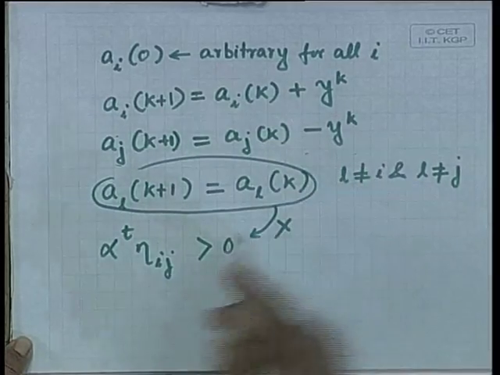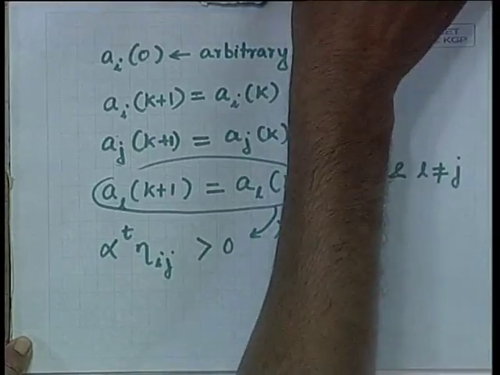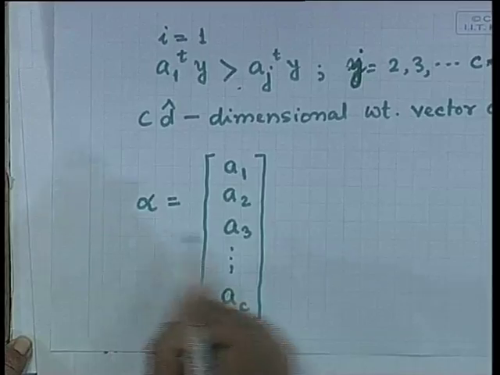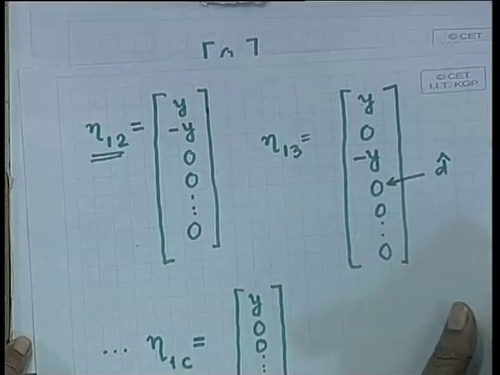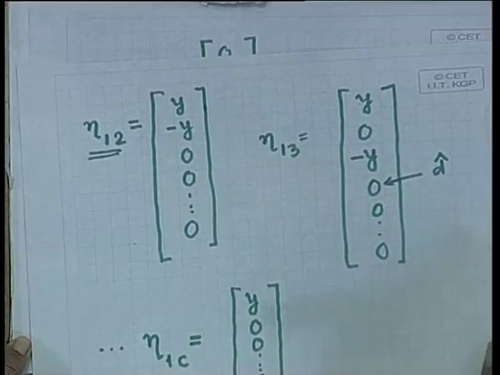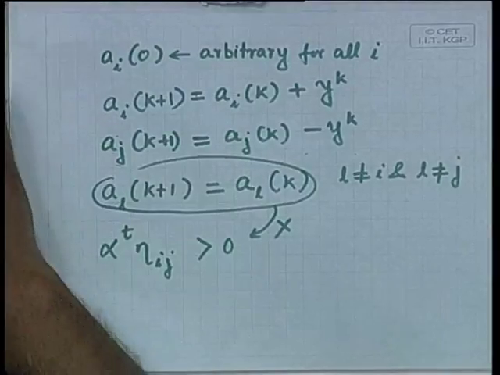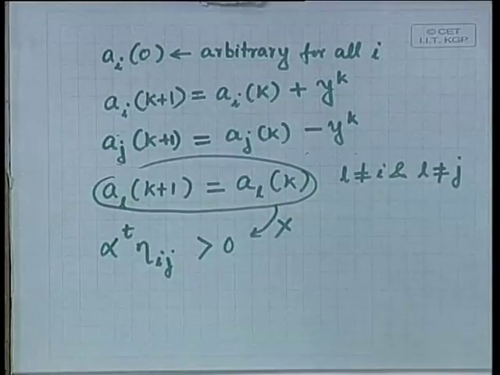And this kind of construction, because you find that every time from A i we are constructing this weight vector alpha, and for every sample y we are constructing alpha eta i j. This kind of construction is what is known as Kesler's construction.